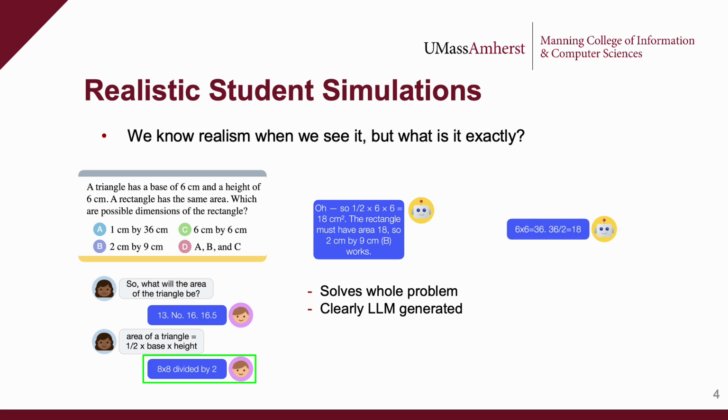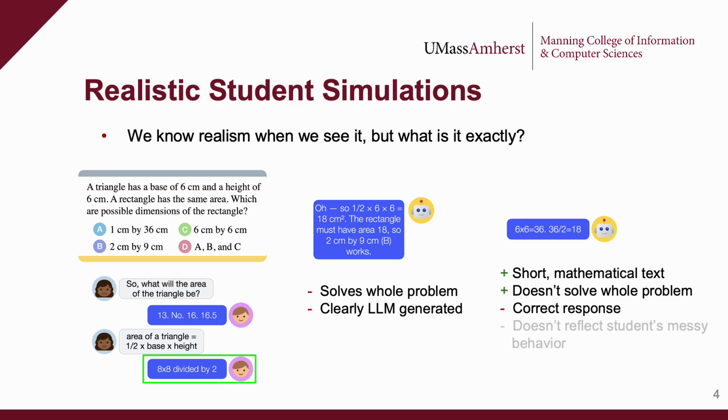We can look at an alternative simulated turn for the student. This looks a little bit better because it uses short mathematical text similar to the student, and it doesn't solve the entire problem and only solves the partial problem. However, this response is correct, whereas the student gave an incorrect response at this point in the dialogue, and it doesn't really reflect the student's messy behavior, which is observable based on their previous responses.